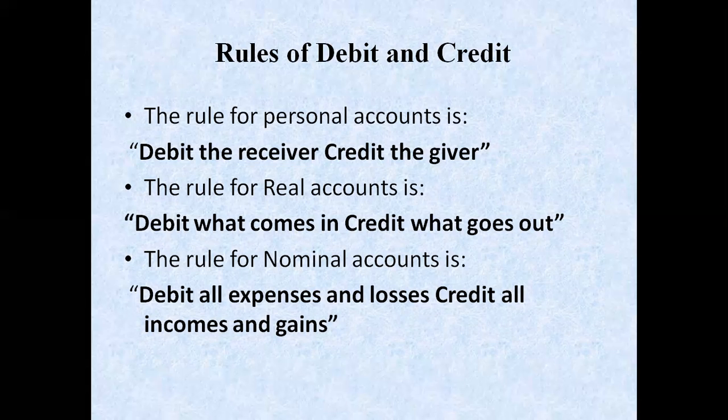Then the rule for the real account: debit what comes in and credit what goes out. Whatever comes into the business is debited, and whatever goes out of the business is credited to the accounts. Like goods purchased: purchase comes into the business, so the purchase account is debited in terms of goods, and whatever you pay, like cash, goes to the cash account, credited. Then the sales account: if goods are sold to Mohan for cash, the cash comes into the business, so the cash account is debited, and the goods go out, which means the sales account is credited.